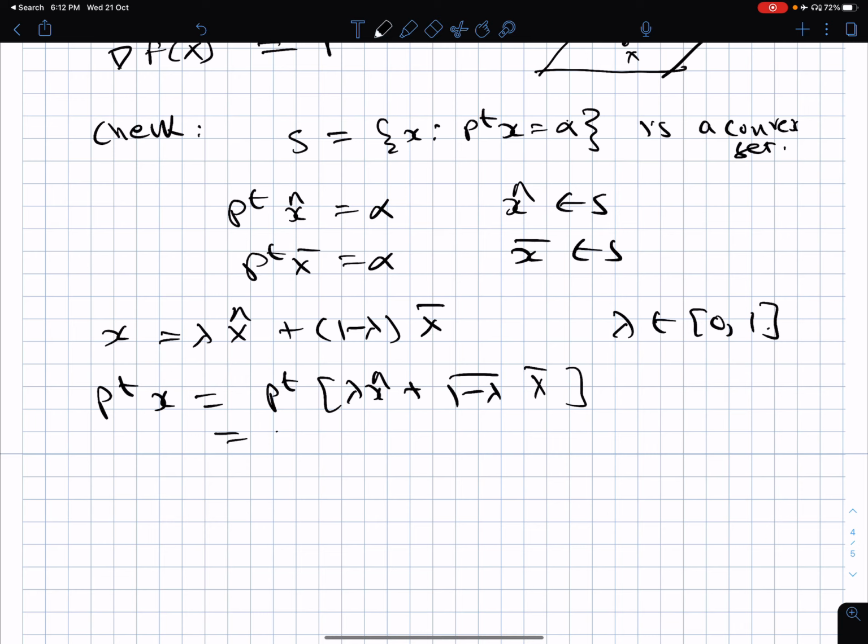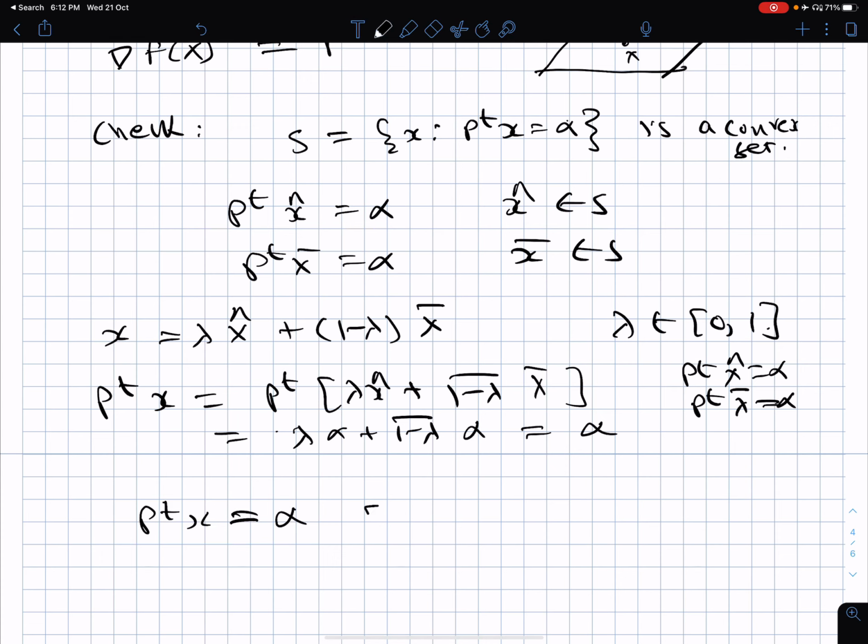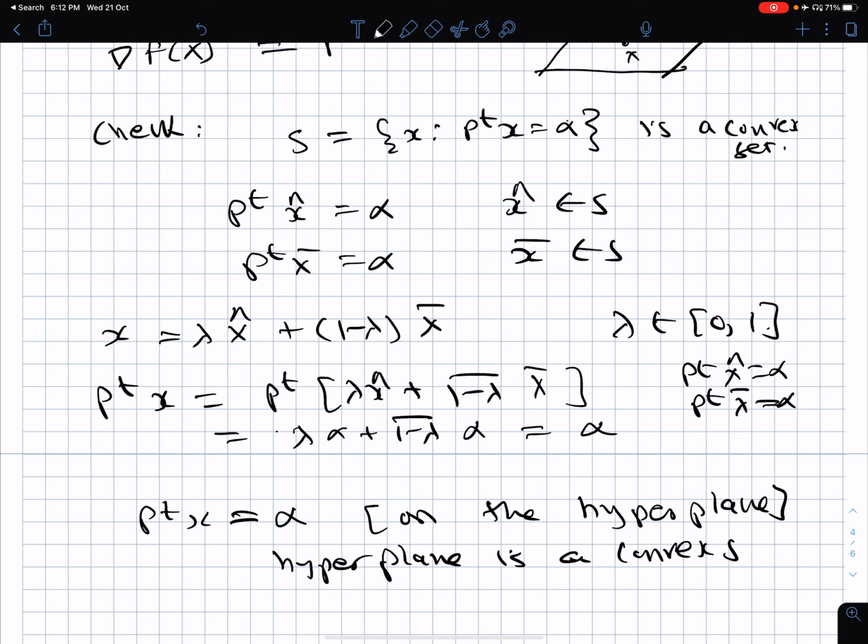and I use the condition that P transpose of x hat is also alpha, and P transpose of x bar is also alpha. So I get this as lambda alpha plus 1 minus lambda times alpha, and therefore it becomes equal to alpha. So that means P transpose x, this line segment is on the hyperplane. This complete line segment is on the hyperplane, and hence the hyperplane is a convex set. So do you see the geometry that comes with the convex sets and functions?